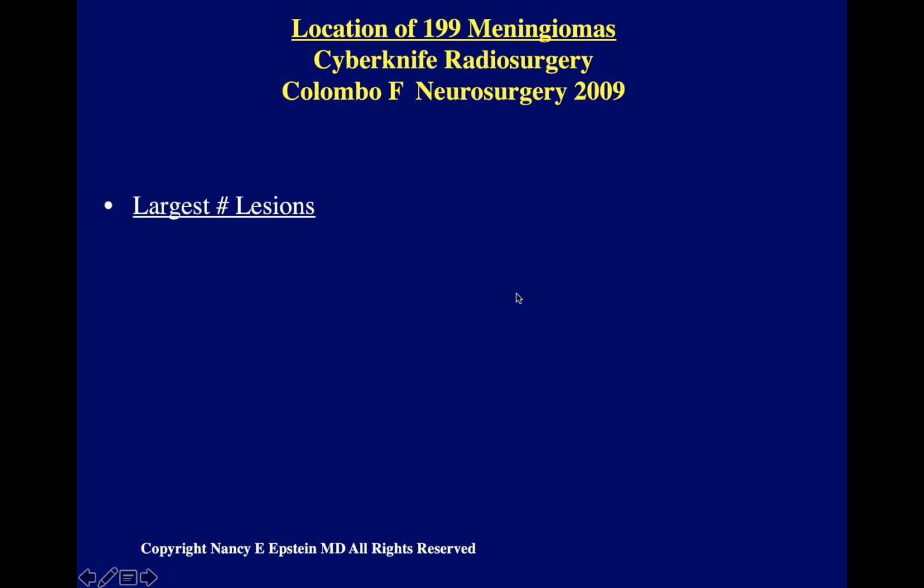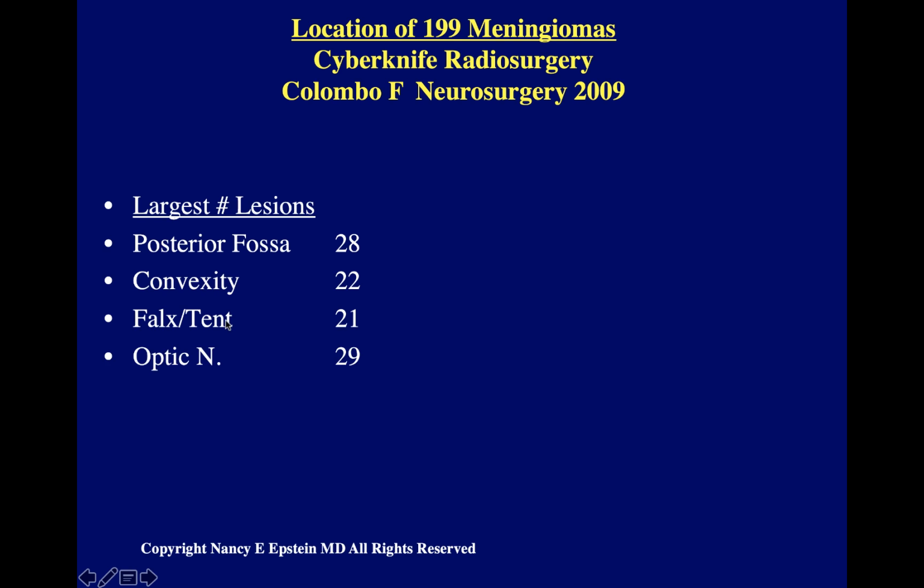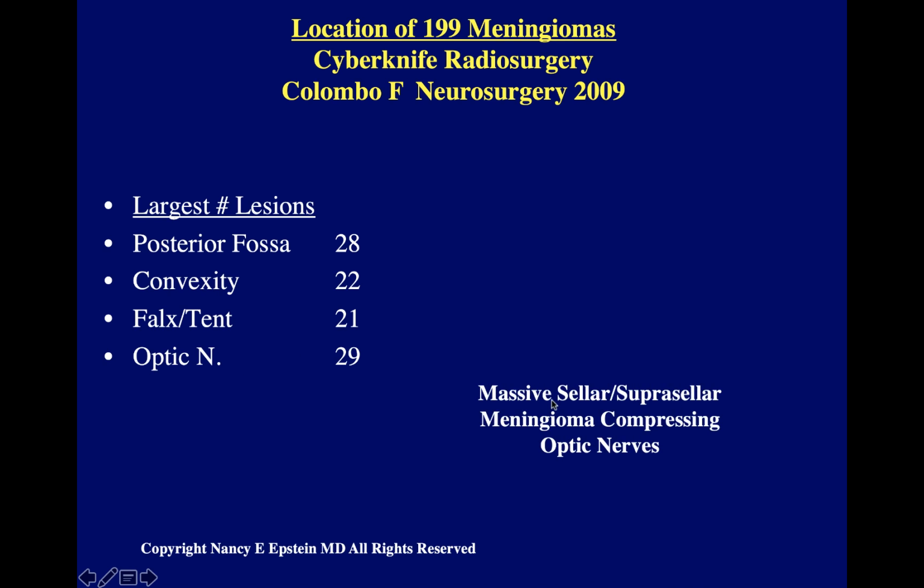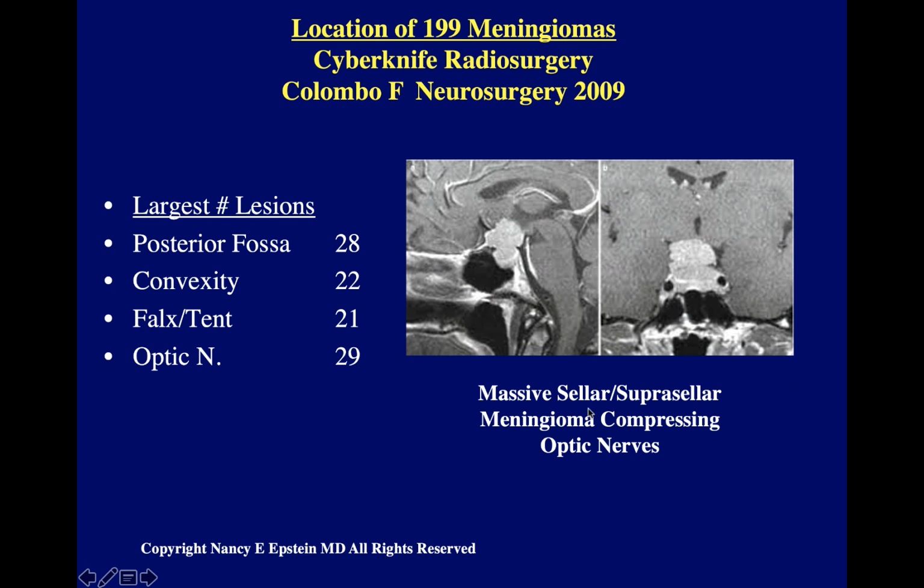The locations for these 199 tumors, posterior fossa, convexity, falx and tentorium, and optic nerve, were the largest groups. And here's an example of a massive cellular and suprasellar meningioma potentially compressing the optic nerve apparatus, seen here on the sagittal image and here on your coronal image.